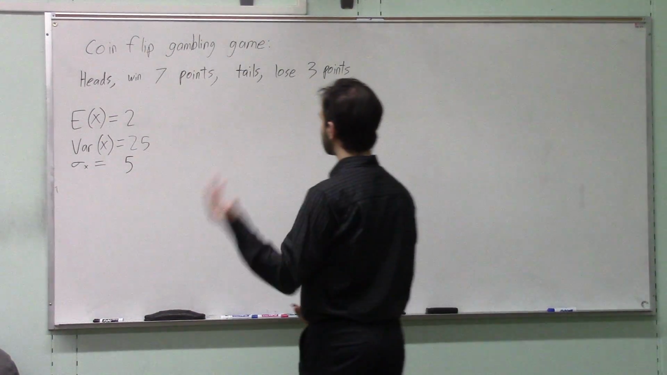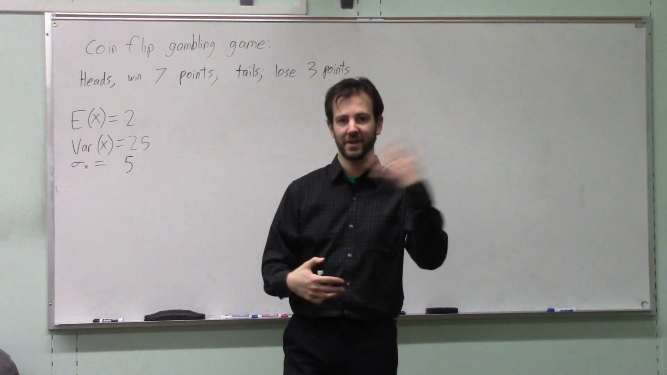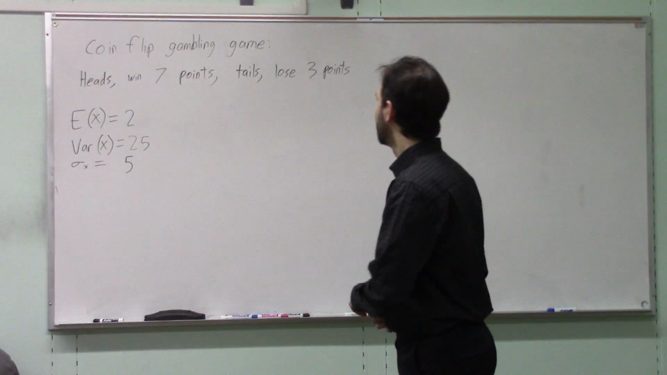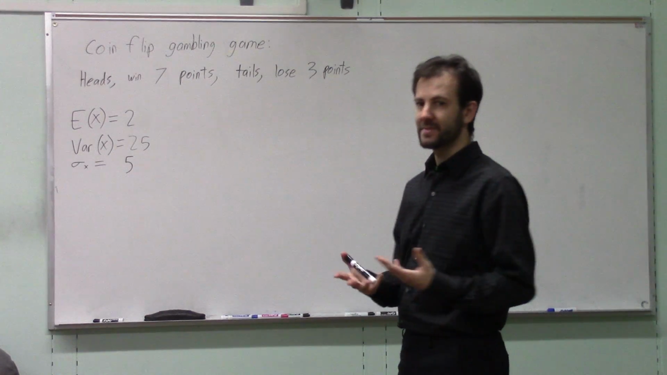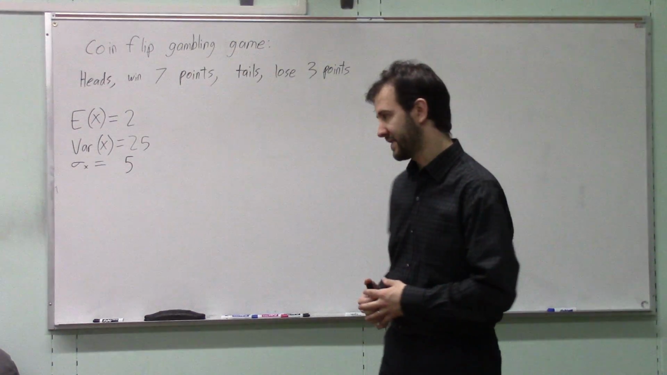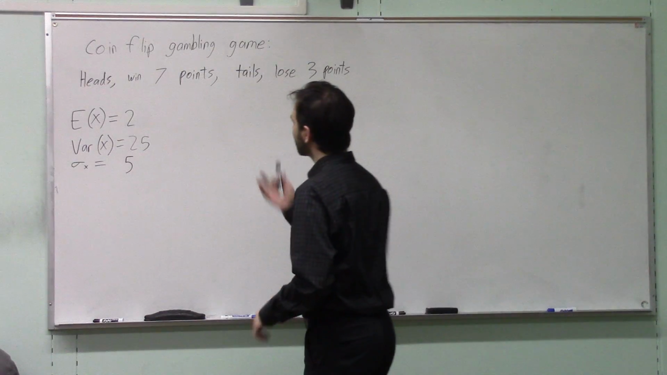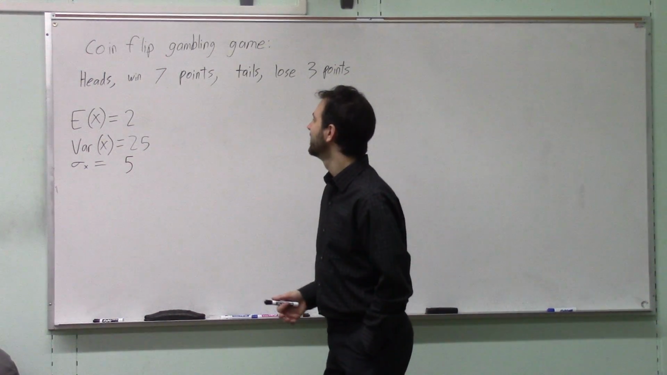You don't just have a single 7 and a single negative 3. You have an infinite number of 7s and an infinite number of negative 3s. The calculation comes out a little bit different. You can take a look at the formulas if you want more detail. But basically, here we have our coin flipping game.